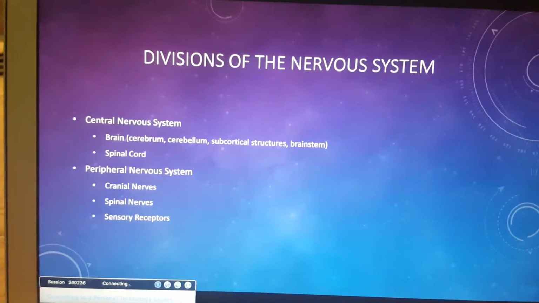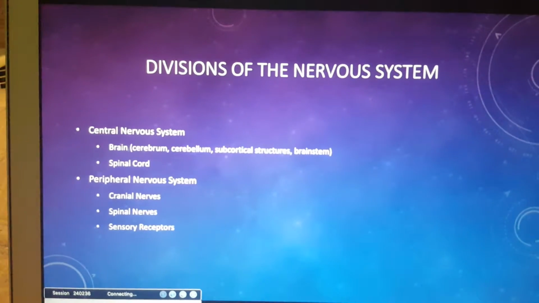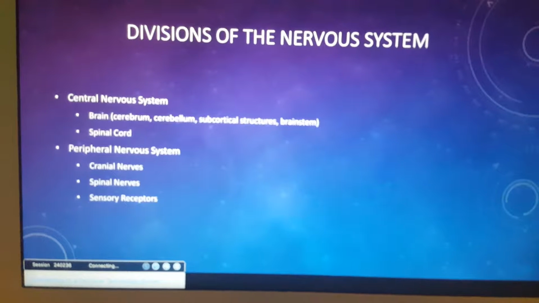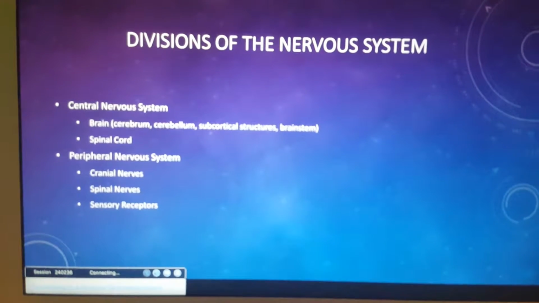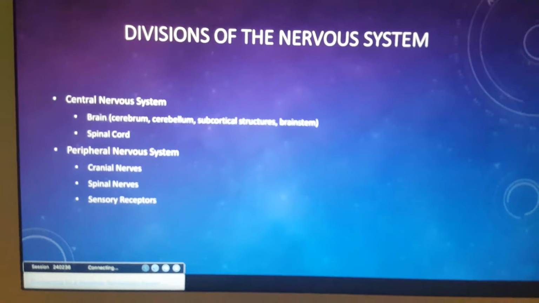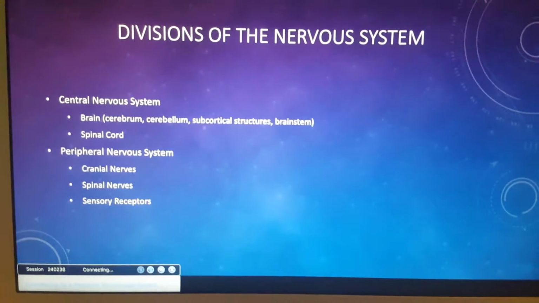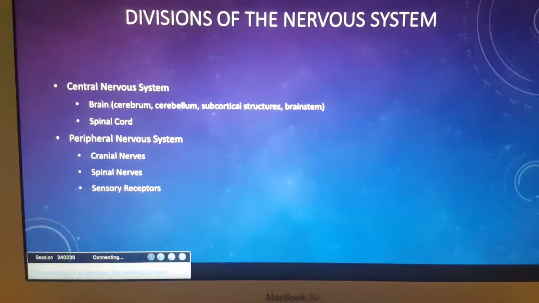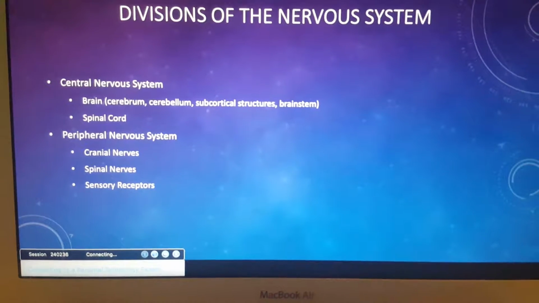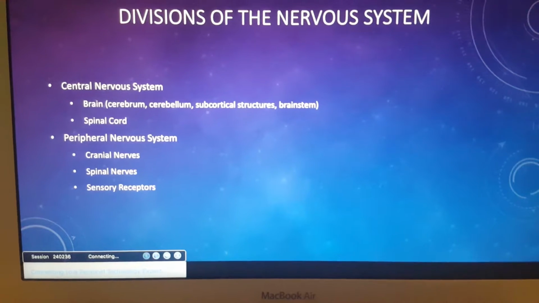So we're just going to review the divisions of the nervous system real quick. We have our central nervous system, which is composed of the brain, which consists of the cerebrum, the cerebellum, subcortical structures, and the brainstem. And we also have our spinal cord, which makes up our central nervous system. In addition to this, we also have the peripheral nervous system, which is composed of the cranial nerves, spinal nerves, and sensory receptors.